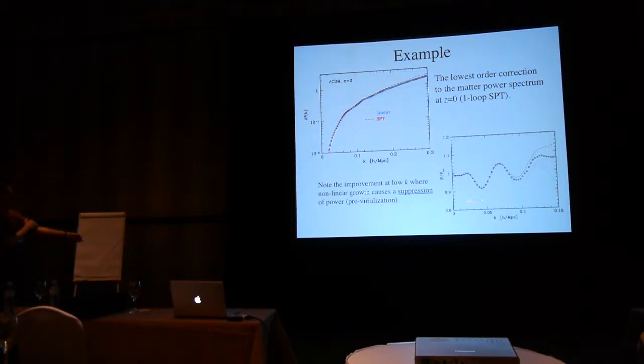The other thing to notice about this, which is kind of cute, is that nonlinear growth causes a suppression of power, sometimes referred to as pre-virialization, in this kind of quasi-linear regime, and that's an interesting result that depends on the local slope of the power spectrum, whether it's going to go up or down, and so that's kind of interesting.